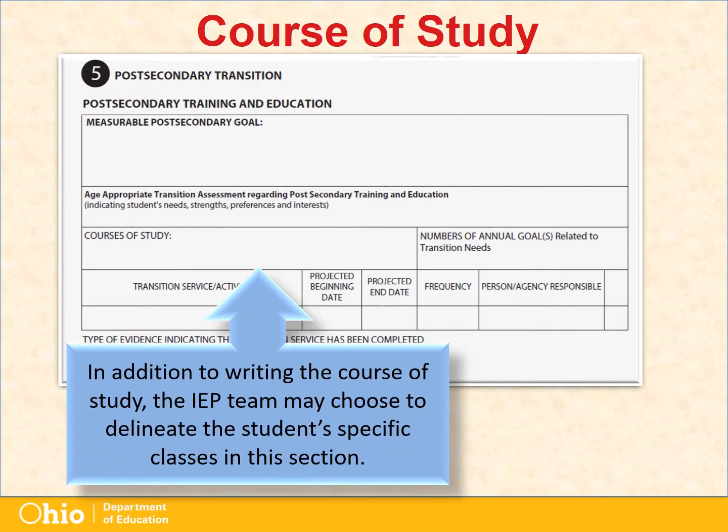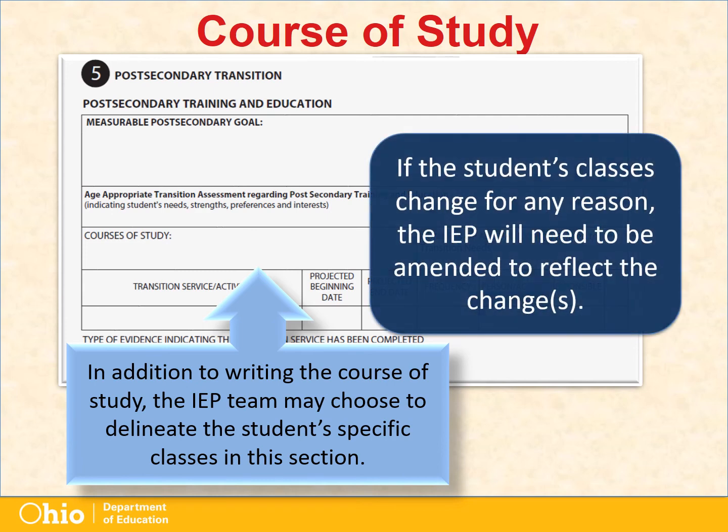In addition to writing the course of study, you may choose to delineate the student's specific classes in this section. However, if the student's classes change for any reason, the IEP will need to be amended to reflect the change.